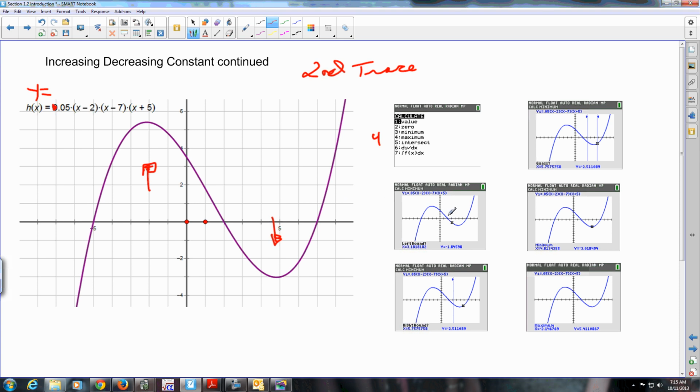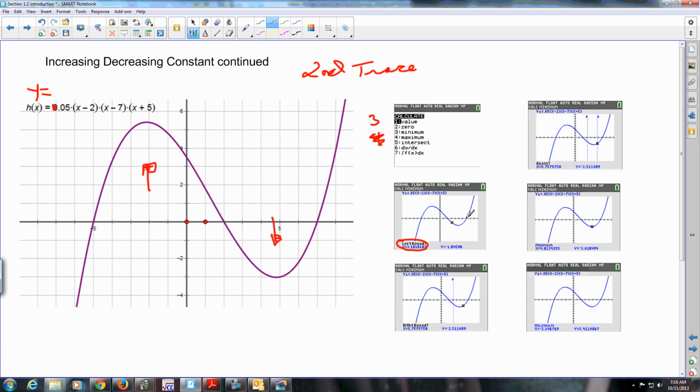Except my pictures here are going for minimum first. So, all right, backtrack. Let's find the minimum first. Sorry, guys. So going for the minimum first. Once you select minimum, option 3, it's going to bring up a screen that's going to ask you to find the left bound.